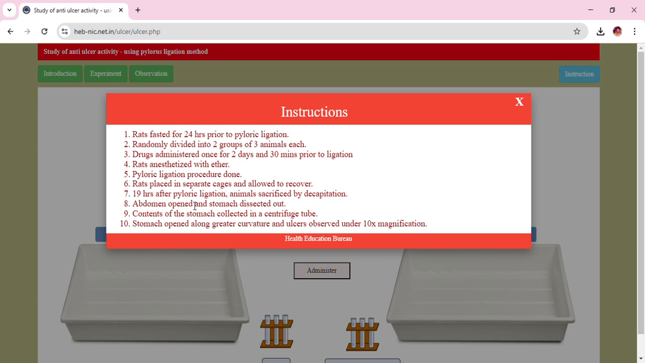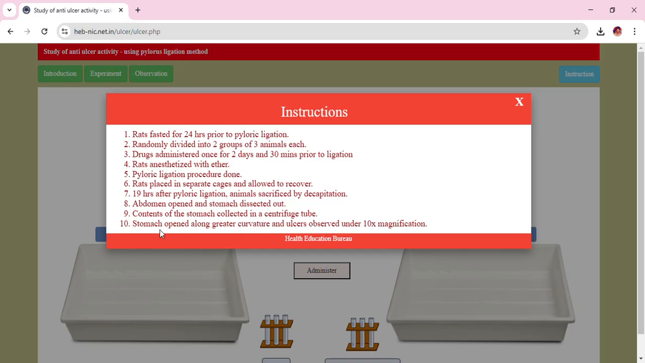After 19 hours from the pylorus ligation, the animal should be sacrificed by the decapitation method. Then we open the abdominal part and the stomach should be dissected out. After removing the content from the stomach, all the content is collected in a centrifuge tube to count the various enzymes or the concentration of the stomach content.